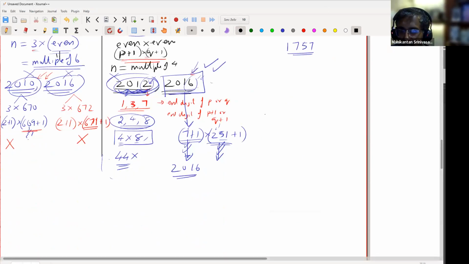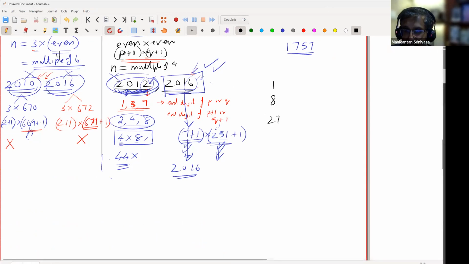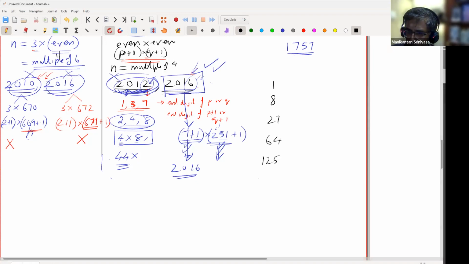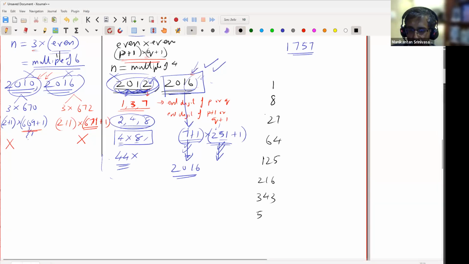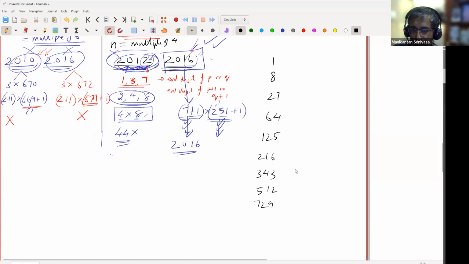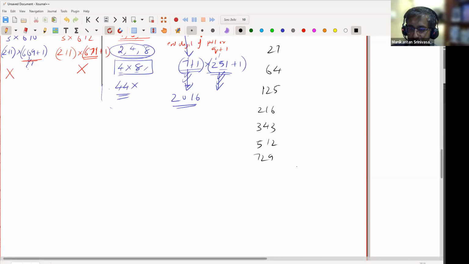So this is 1. What am I writing? The cubes, right? So 1, 8, 27, 64, 125, 216, 343, 512 for 8 cube. 9 cube would be 729. Okay. So first of all, we don't have to search for this, right?